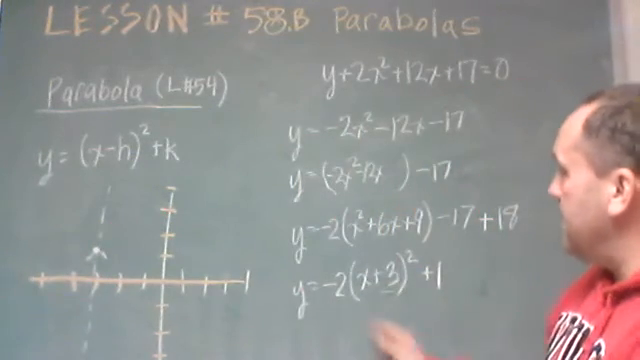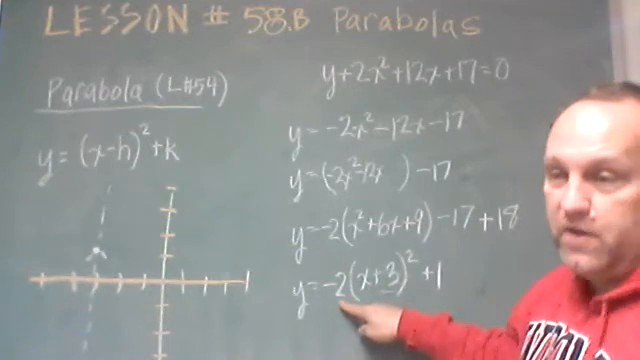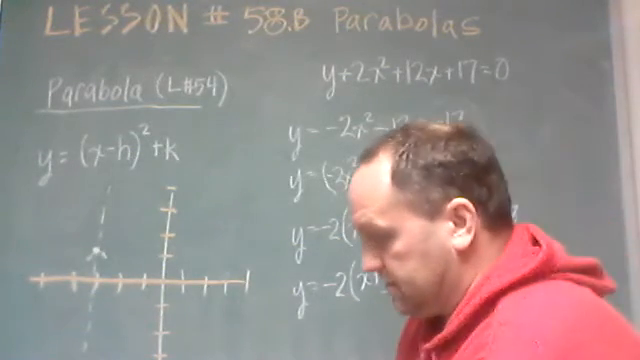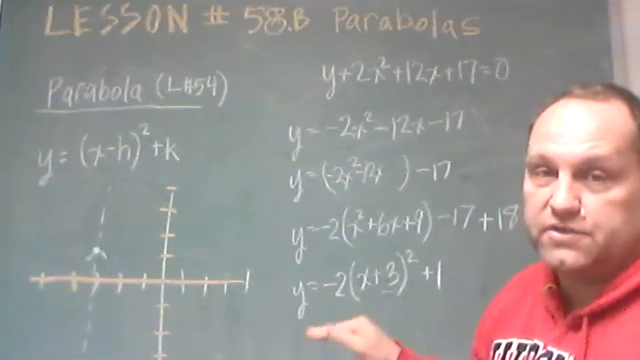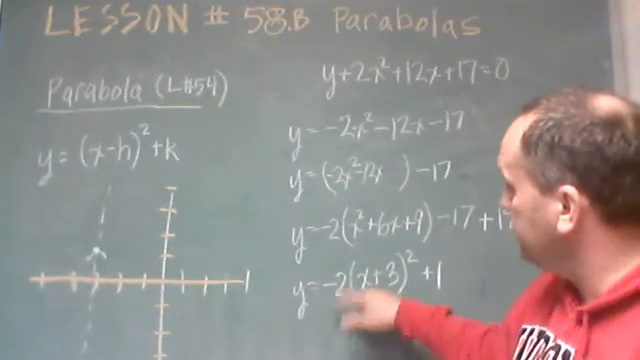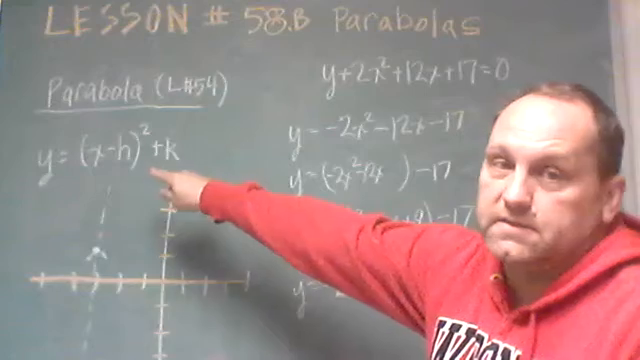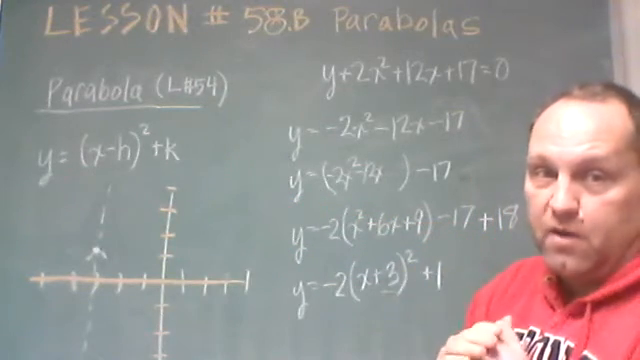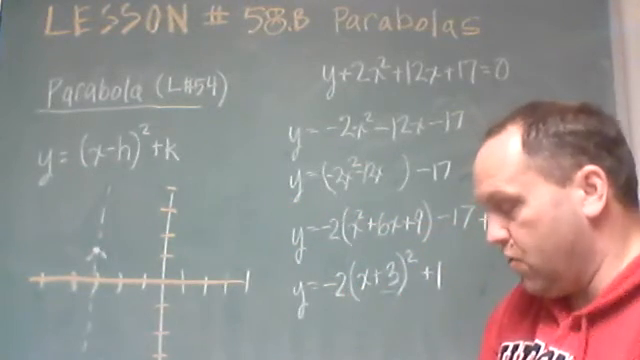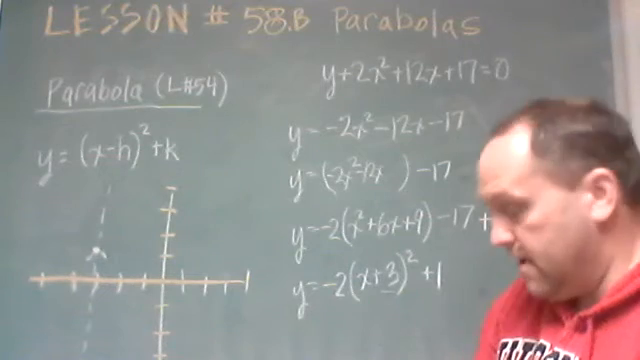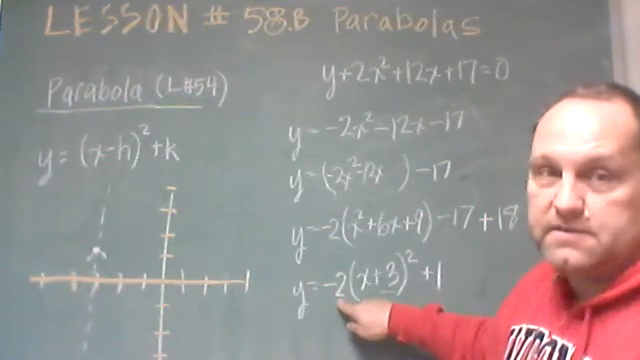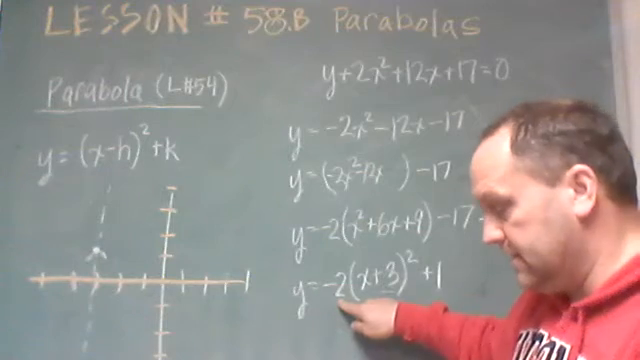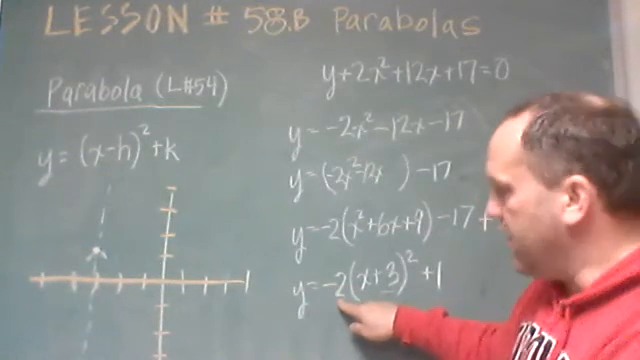Okay, and then what does the 2 tell us? Well, the whole drill in this section, and you go ahead and read over it, is that when there's a number in front of the parentheses, it's either going to be a widening of the parabola or a narrowing of the parabola. And if the number is an integer, that indicates a narrowing of the parabola.